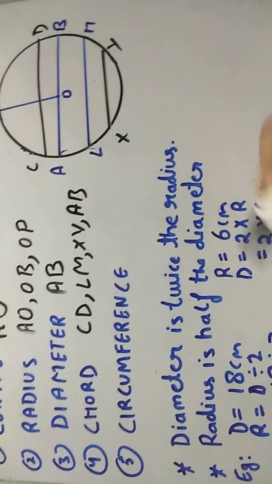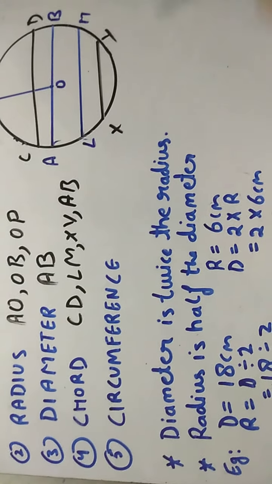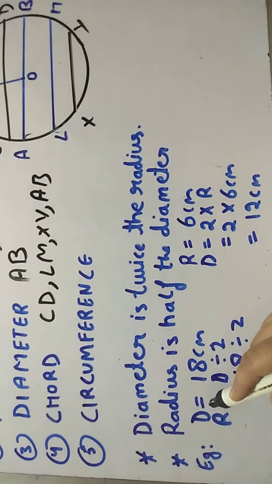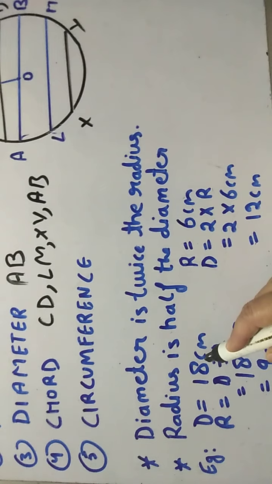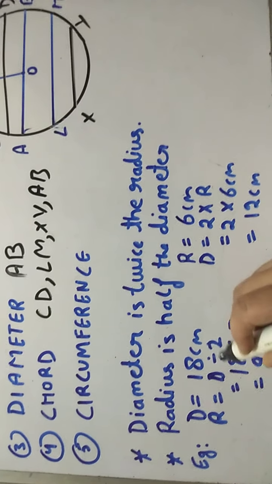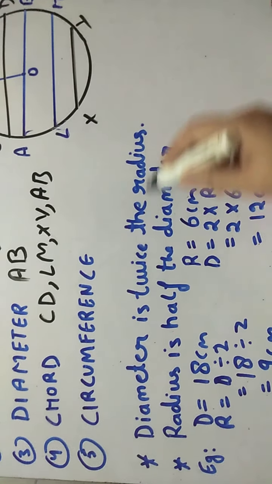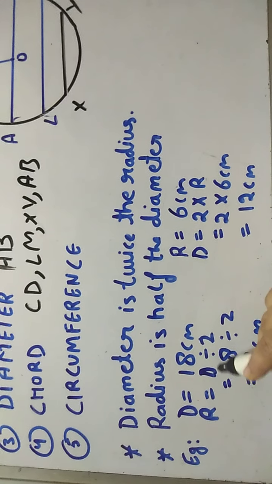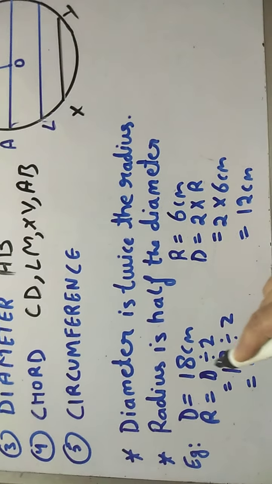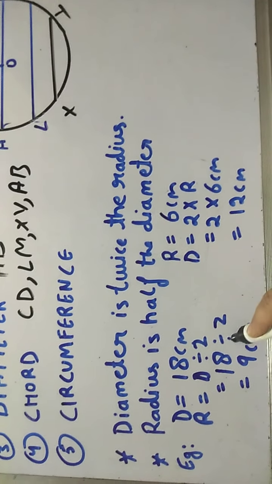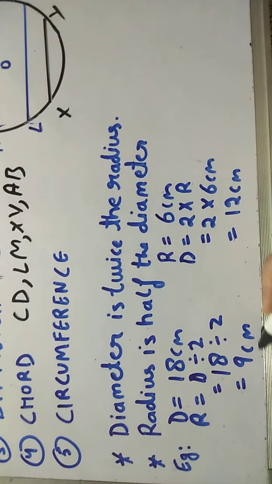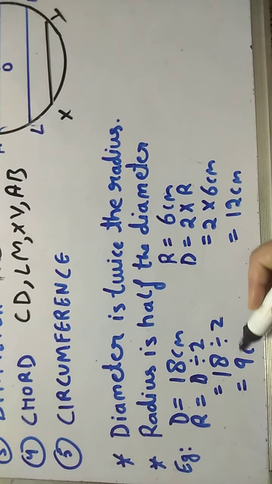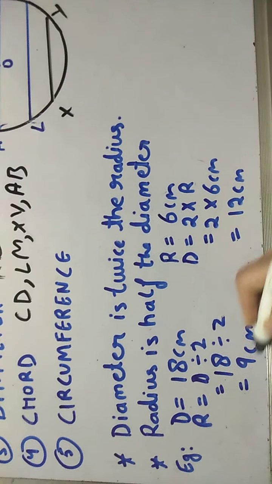Okay. Now let us see one question. If you are given a diameter, this D shows diameter. Diameter is 18 centimeters and you have to find the radius. So by using this formula, we can find the radius. Radius will be diameter divided by 2 and diameter is 18 here. So 18 divided by 2, answer is 9 centimeters because 2 9s are 18. So 9 centimeters is the radius.